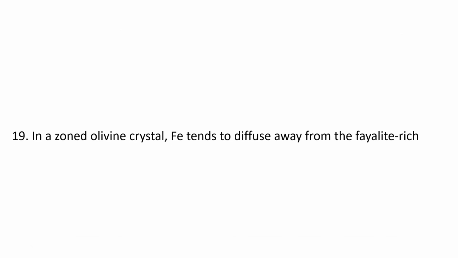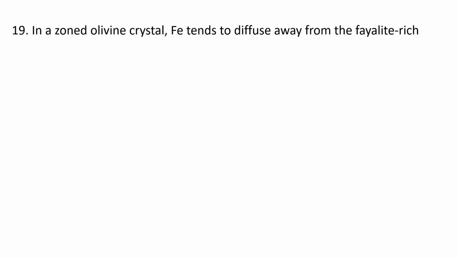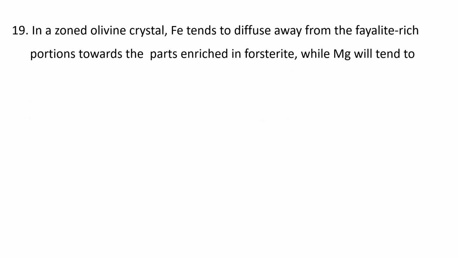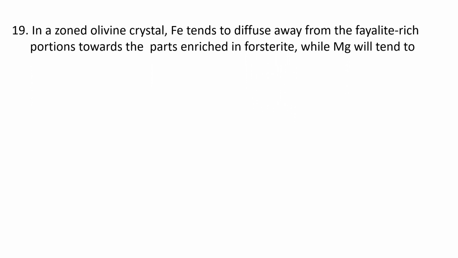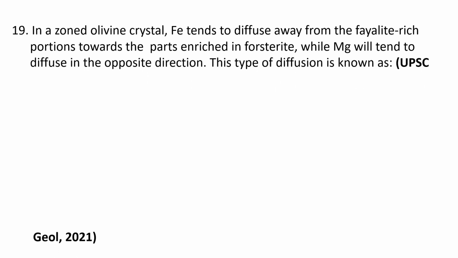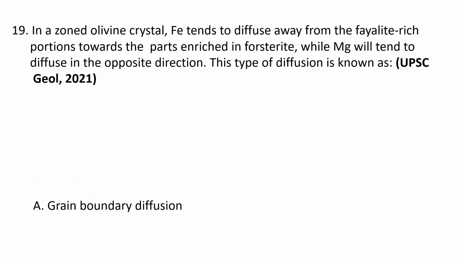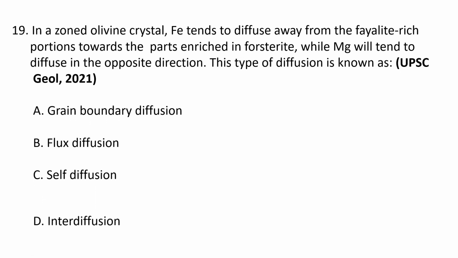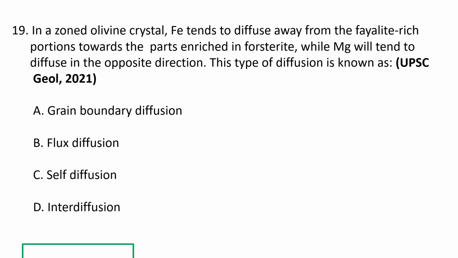19th question. In a zoned olivine crystal, iron tends to diffuse away from the fayalite rich portions towards the parts enriched in forsterite, while magnesium will tend to diffuse in the opposite direction. This type of diffusion is known as A. Grain boundary diffusion, B. Flux diffusion, C. Self diffusion, and D. Interdiffusion. The correct answer is D. Interdiffusion.